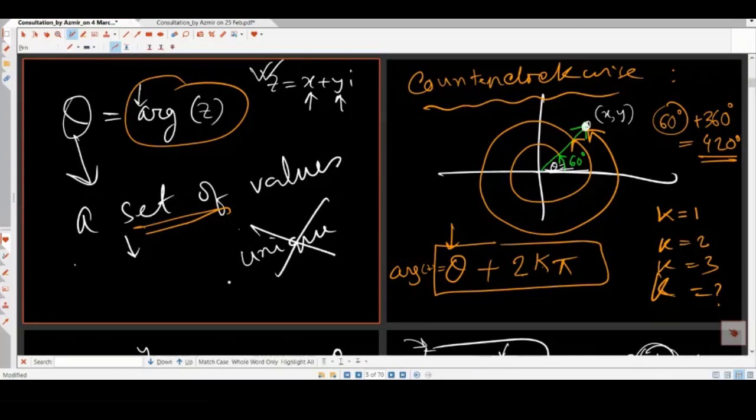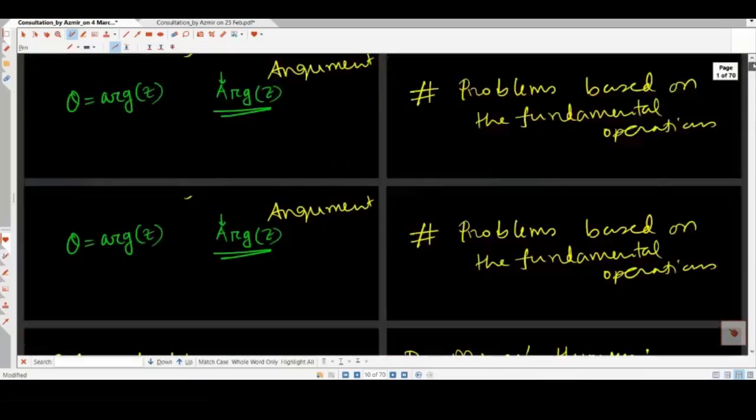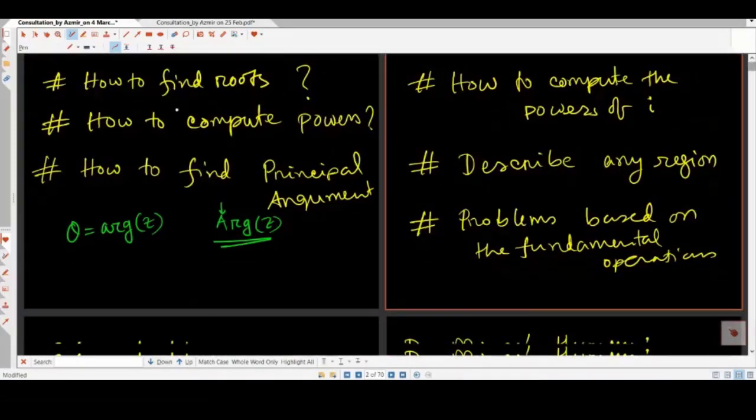It is not unique. It can take multiple values by adding 2 pi, 4 pi, 6 pi, or by adding negative 2 pi, negative 4 pi, negative 6 pi, and so on. So our first topic is how to find roots.